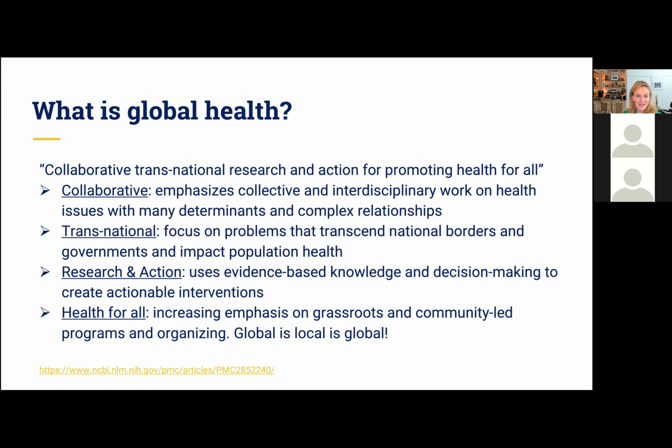And as you know, we say global health can be done locally here, and global health can be done elsewhere. But global is local and local is global. So really, global health is about an approach that transcends borders and impacts everyone.